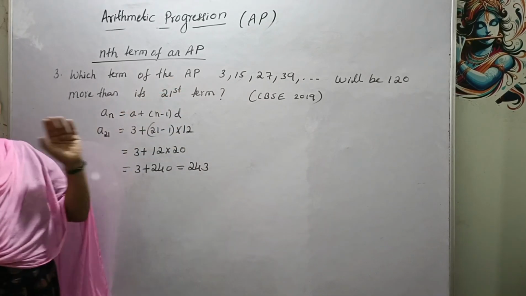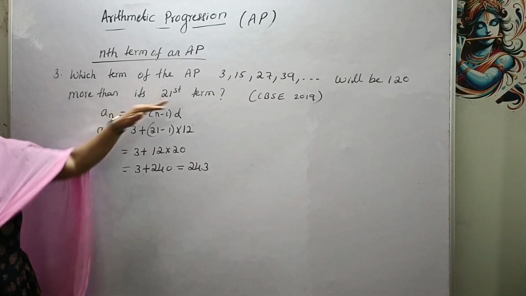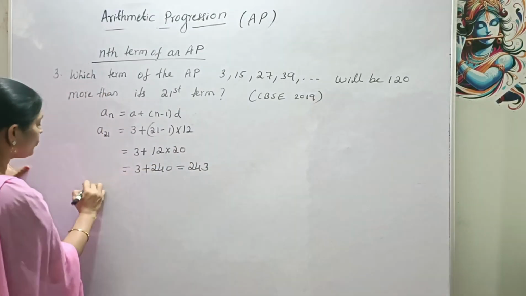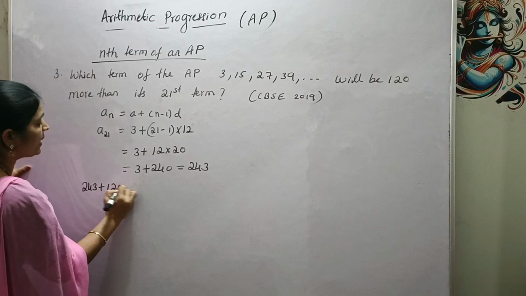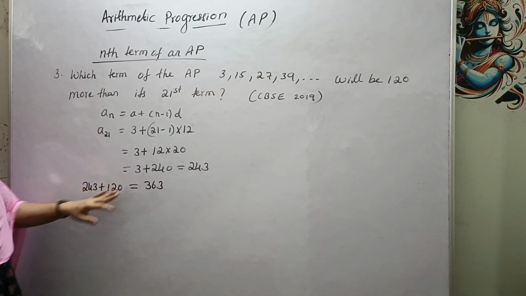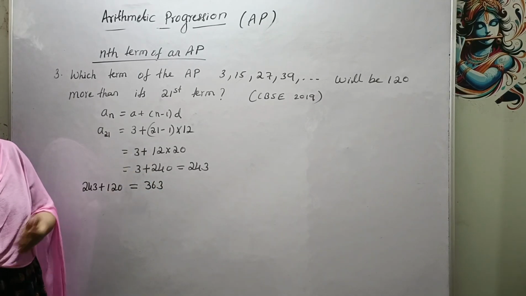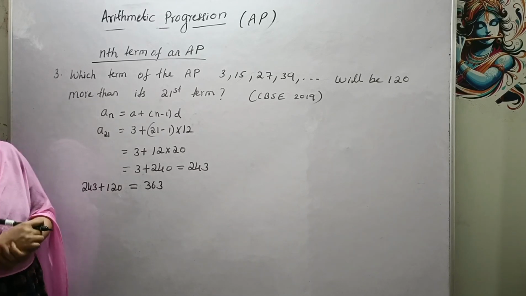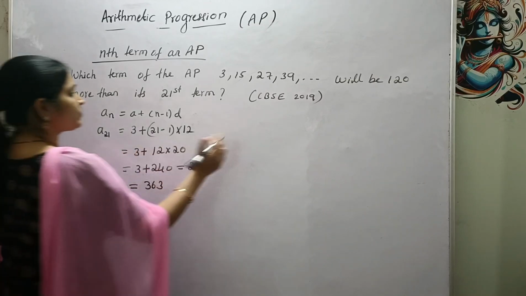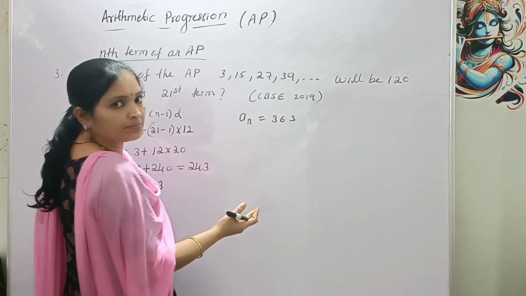Here it is given that we have to find which term is 120 more than the 21st term. That means the 21st term is 243 and 243 plus 120 is equal to 363. So which term is 363? Again here we have to find the value of n. What is an here? 363. Here an is equal to 363. We have to find n, that is, which term.